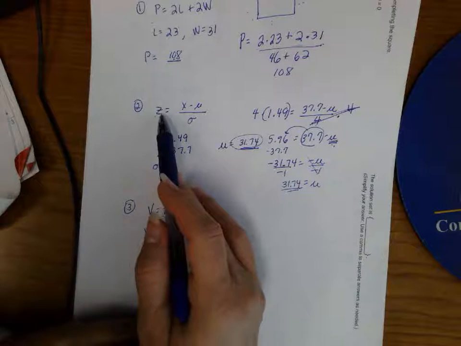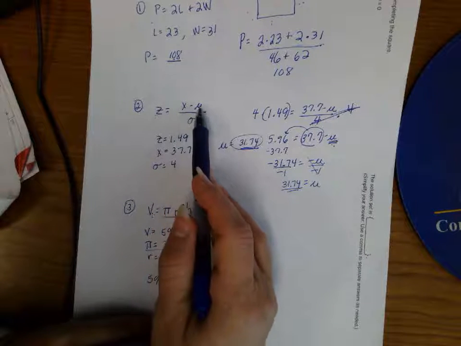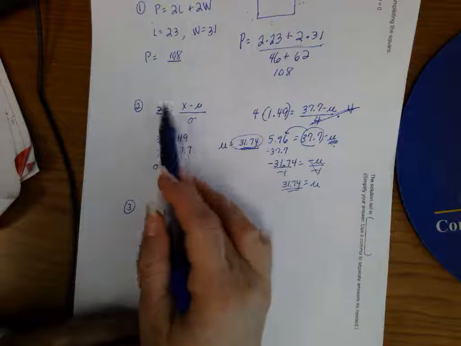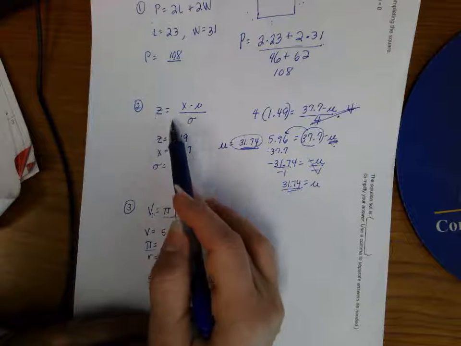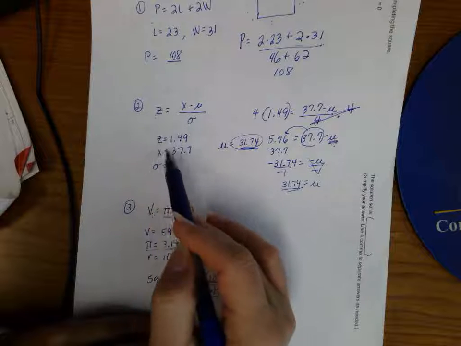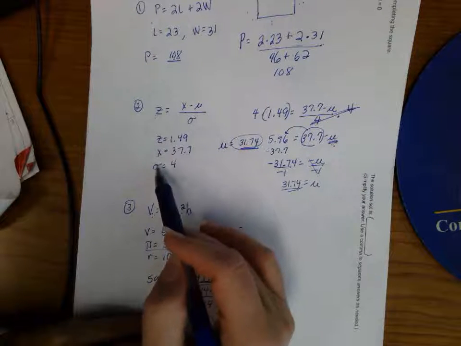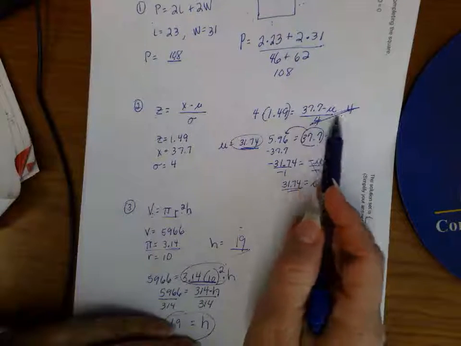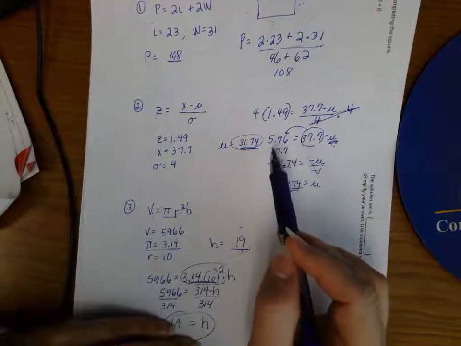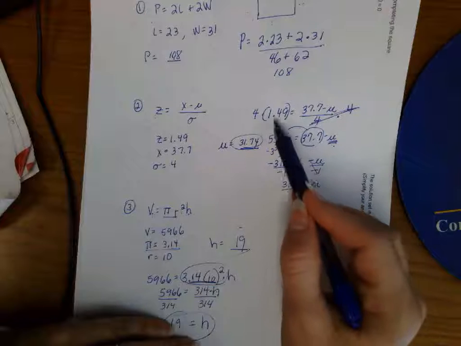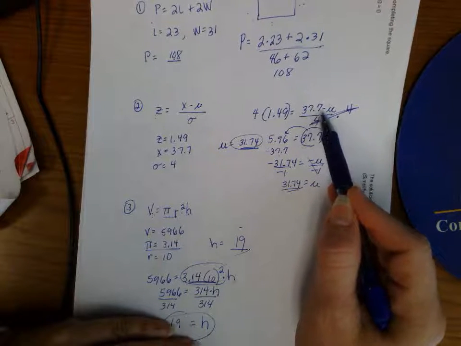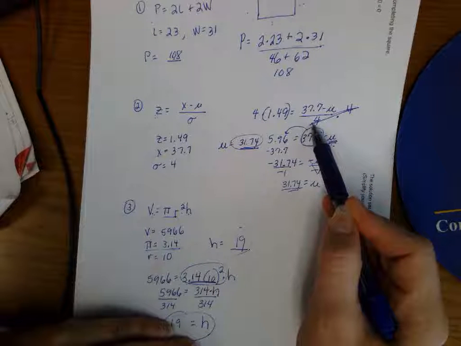On number 2, we have Z equals X minus mu divided by sigma. And we're going to use this later in our statistics chapter. This time it tells me what Z is, what X is, and what sigma is. It leaves out mu. So it'll look like this, and I will have to do some equation solving. I know the Z value is 1.49. I know the X value. I don't know mu, and I know sigma is 4.